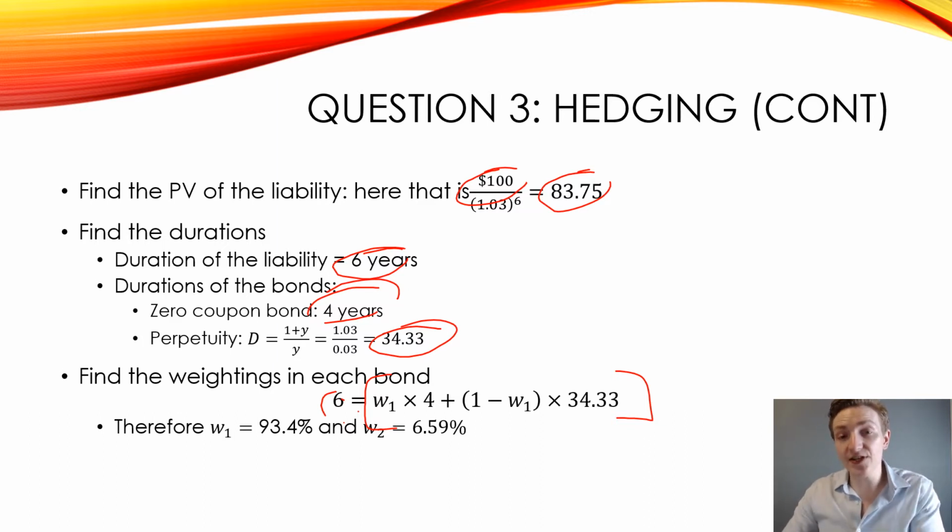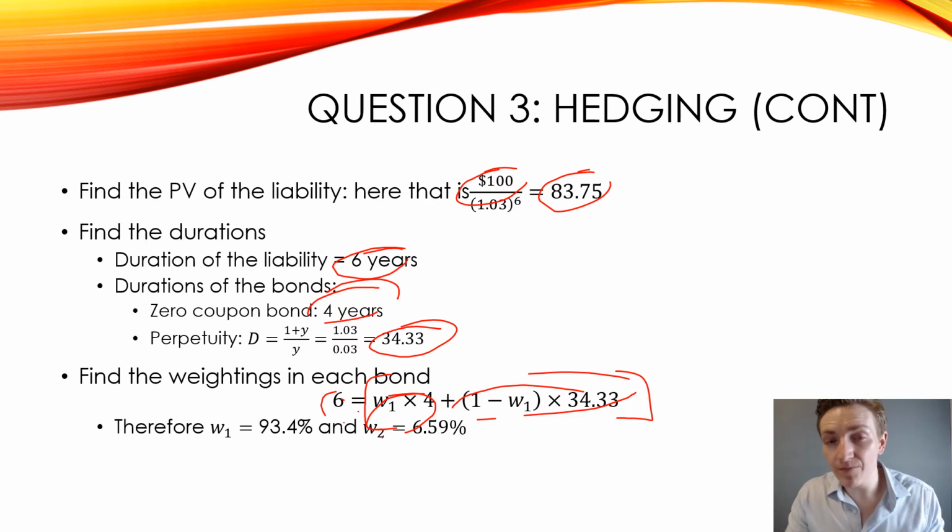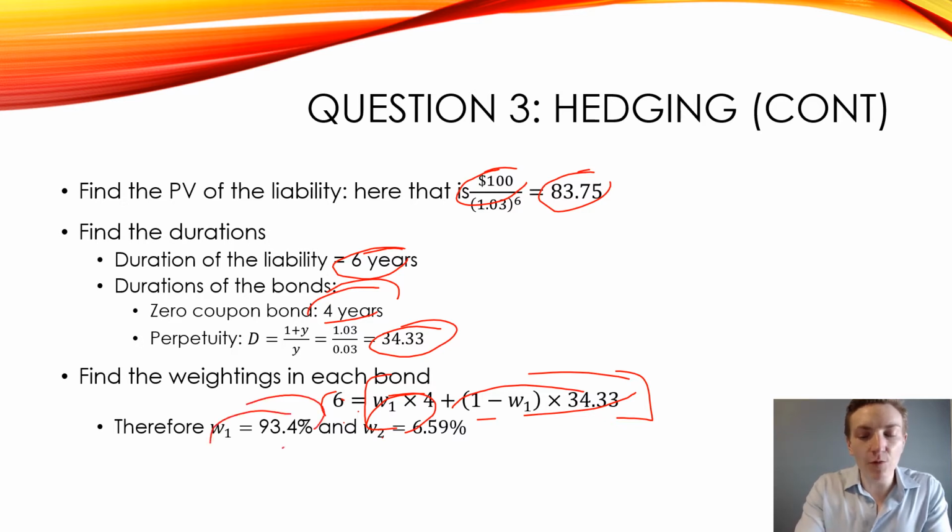The reason this is the case is the weightings in the assets have to sum up to 1. So we have W multiplied by 4 plus (1 minus W) multiplied by 34.33 has to sum up to 6. We can just solve for W using this. This will give us 93.4% in our first bond and 6.59% in our second bond.